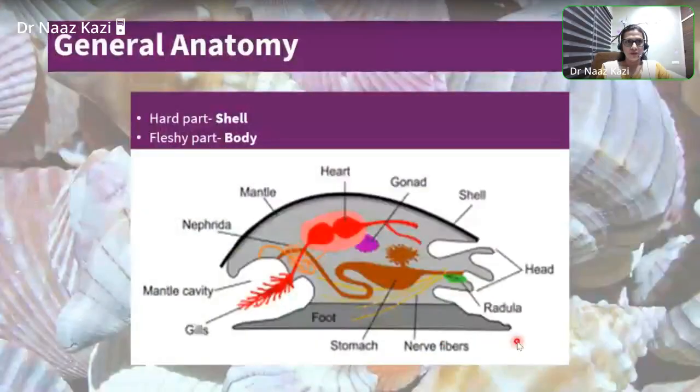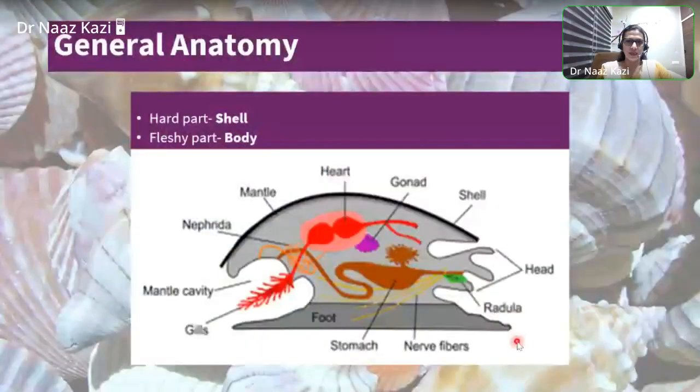So this is what I spoke of. The shell is made of calcium carbonate. The body has the mantle, the visceral mass, the foot, the radula, which is the tongue, and the siphons, which are the tubes through which the water enters and leaves the body. There are gills for respiration. The mantle cavity we've seen, which is a fluid-filled cavity between the mantle and the body. Yeah, and the head, right?